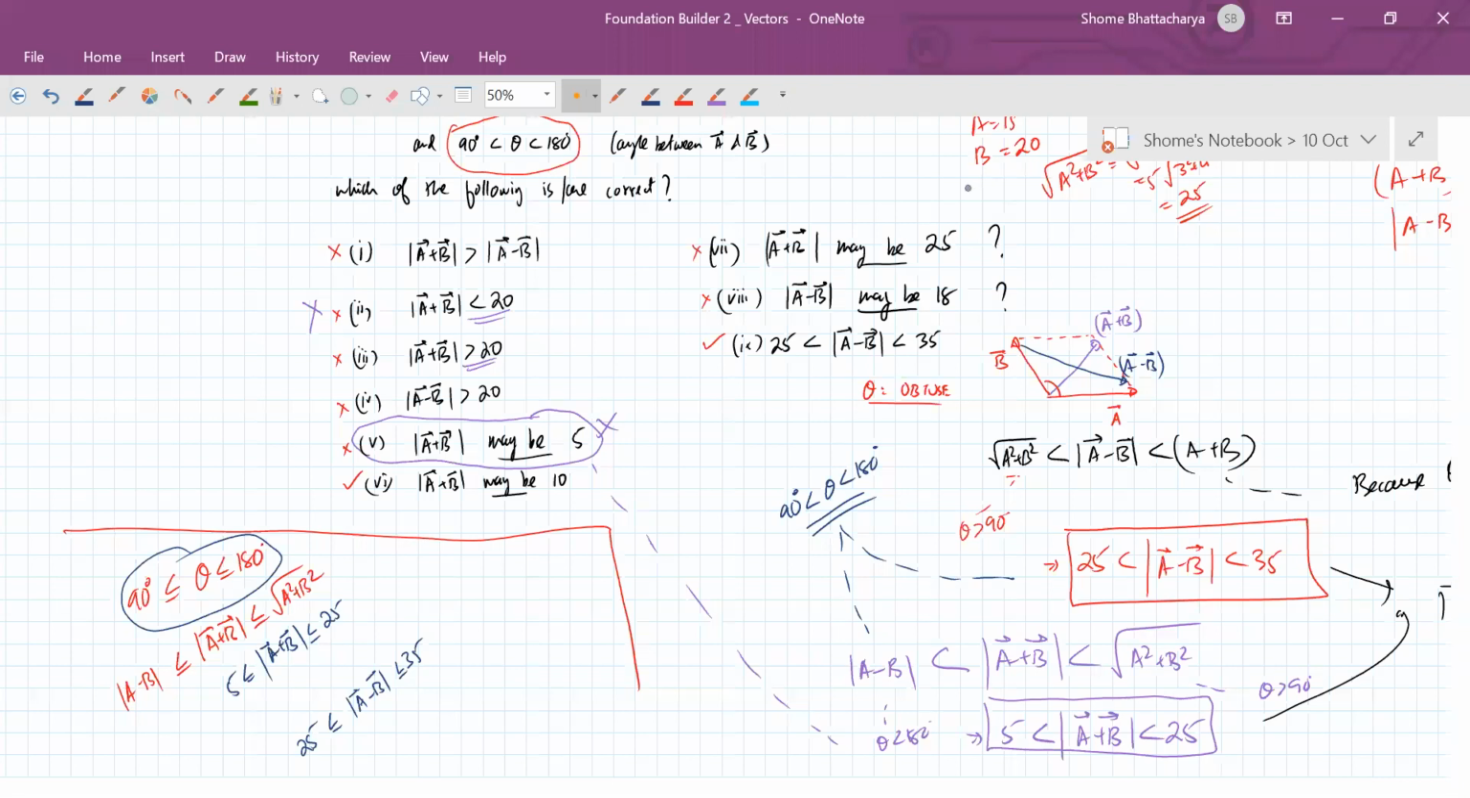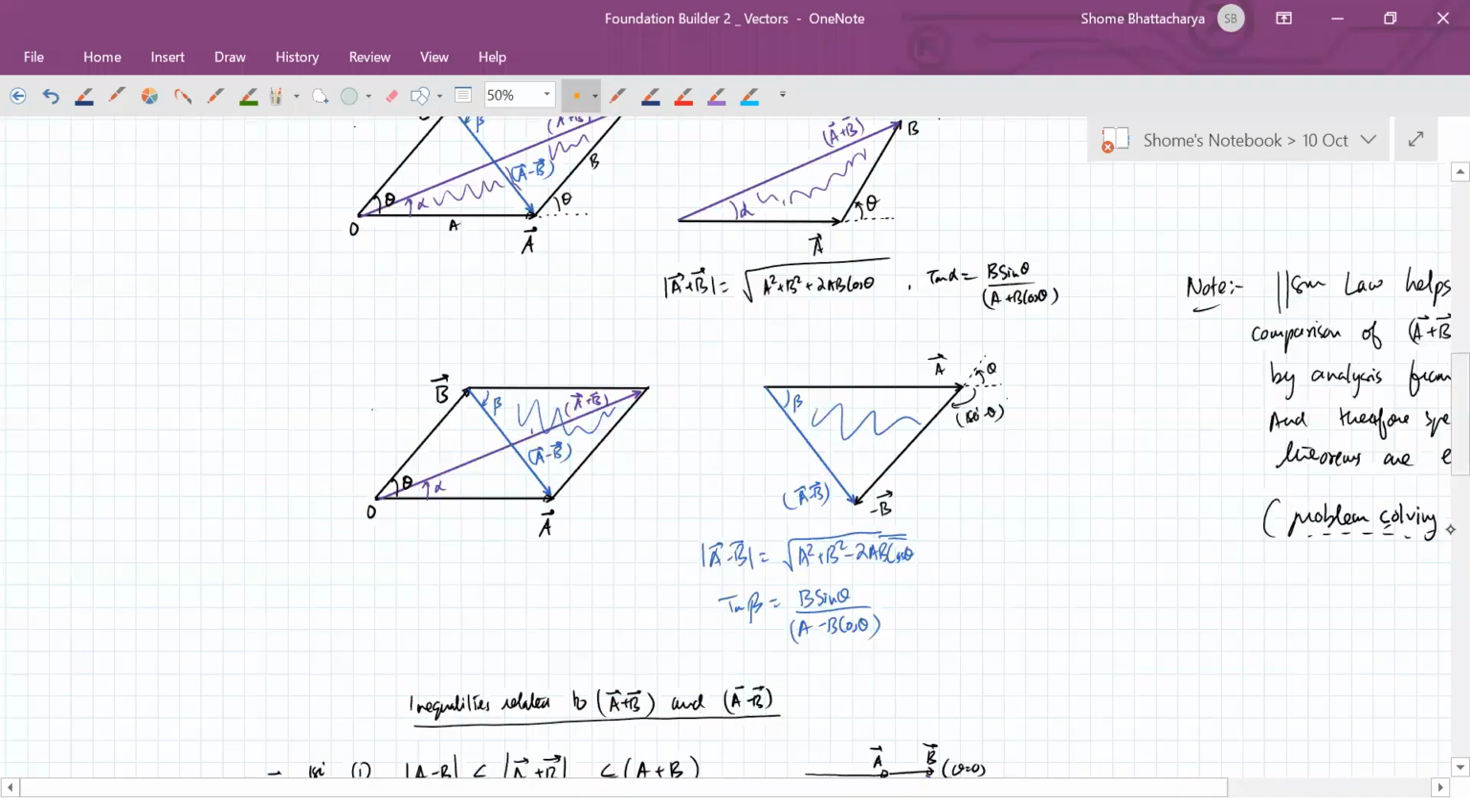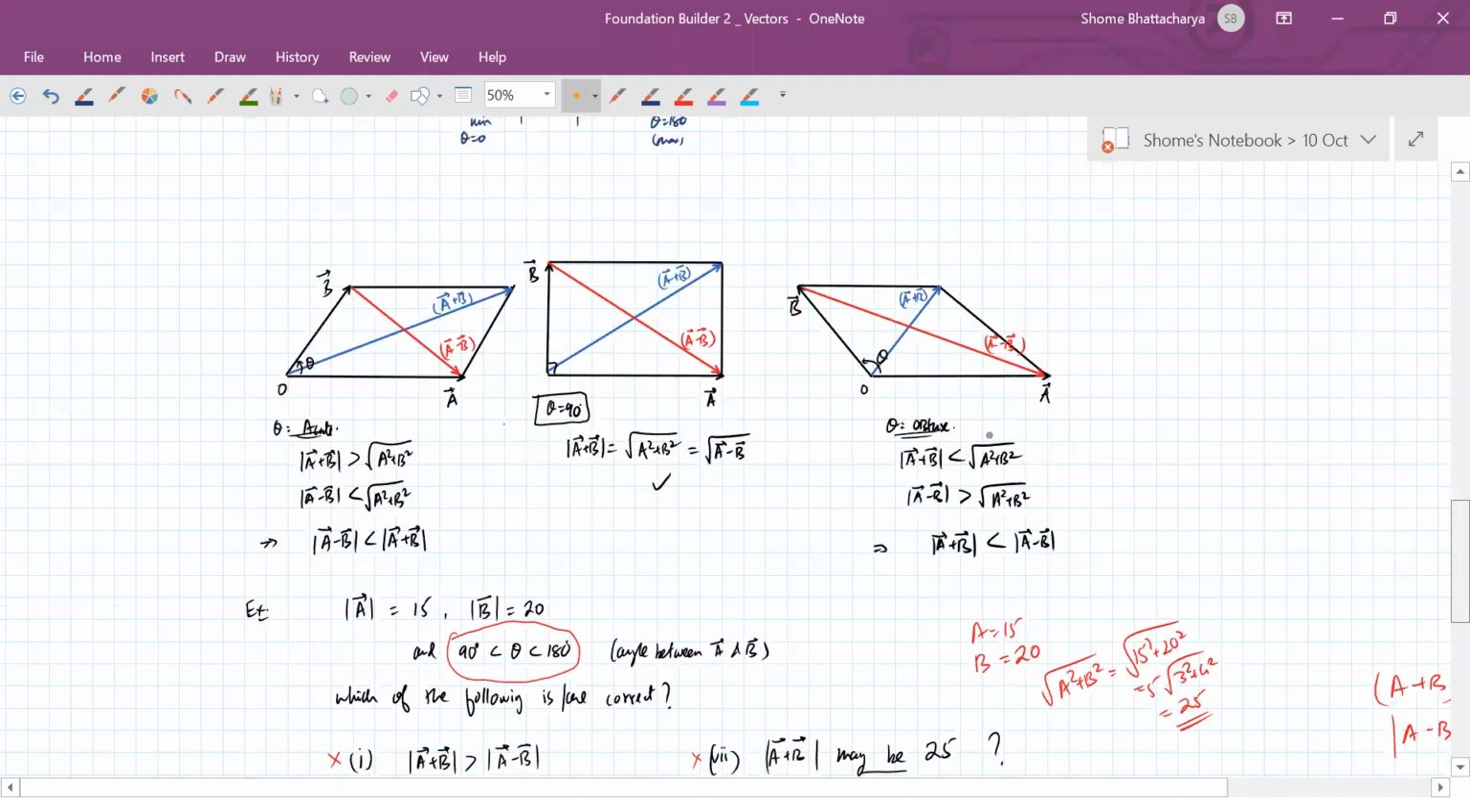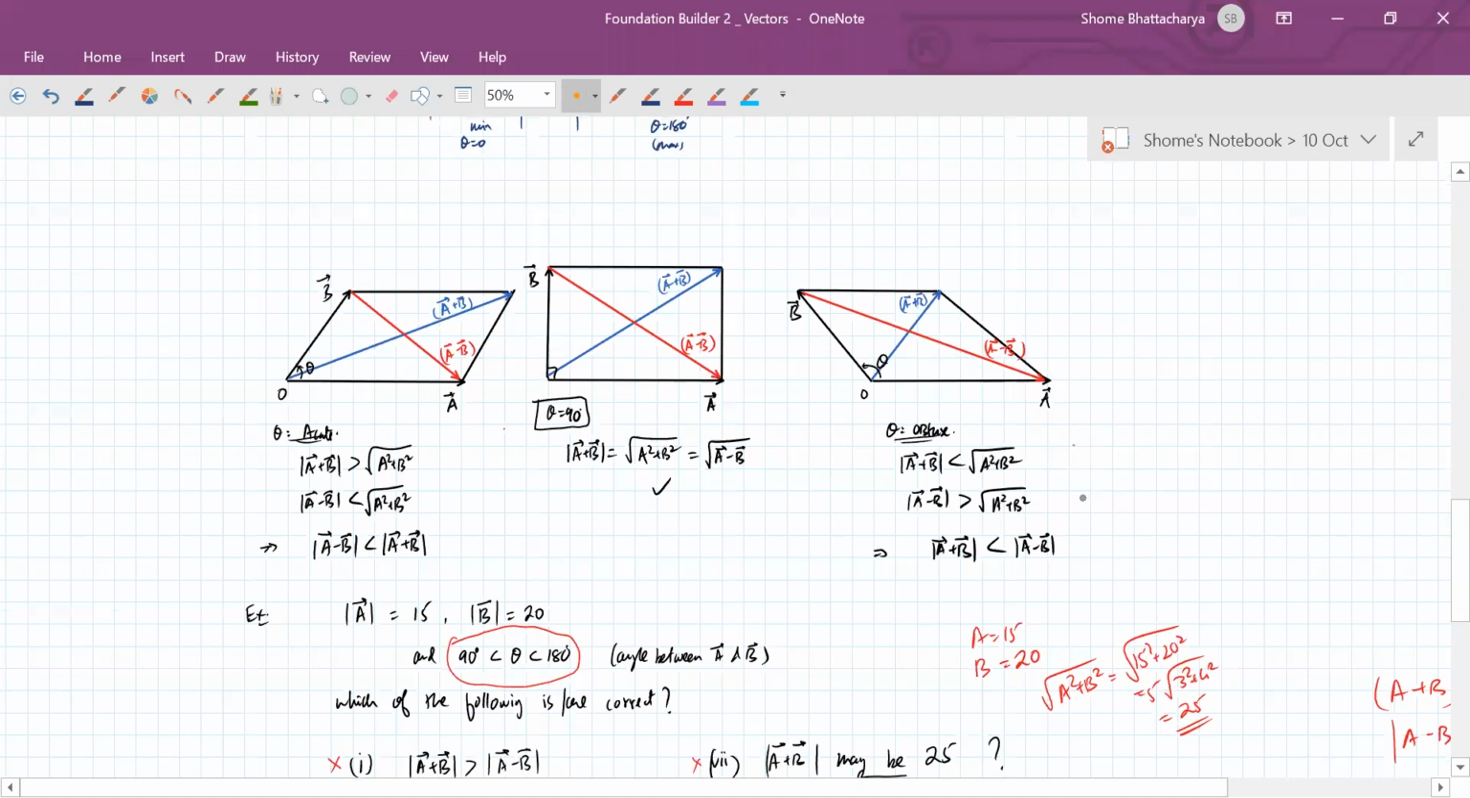Arre Yash, this is what I explained in the previous theorem. Now you are asking the same thing again. See, what was the statement of this theorem? See this case.